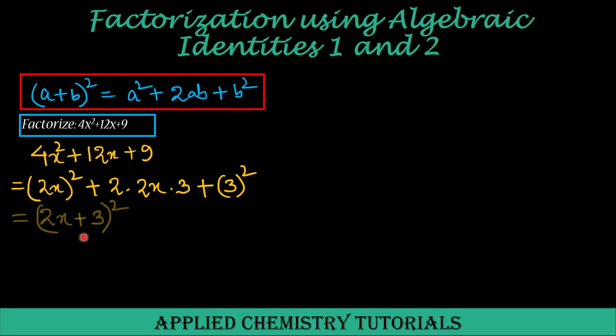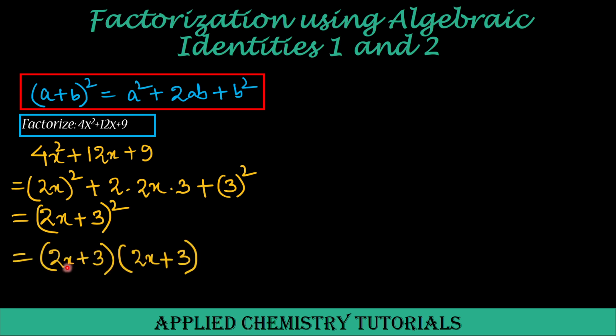So we can rewrite it in the (a + b)² format. Here it will be (2x + 3)². Now this equals (2x + 3)(2x + 3). So this is the factorized form of the given algebraic expression 4x² + 12x + 9.